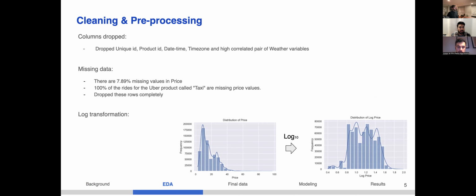Missing data. About 8% of the rows are missing a price value. As these were the only missing data in the entire data set, we felt safe to drop those rows. The final prices were transformed to log scale, and as you can see, this helped immensely with evening out the right skew of the original data.